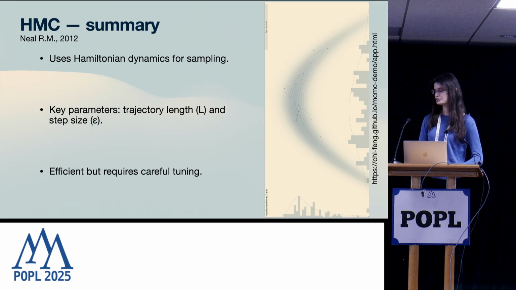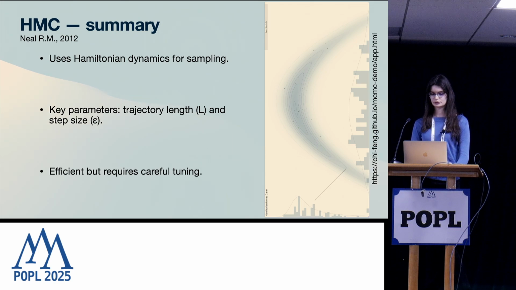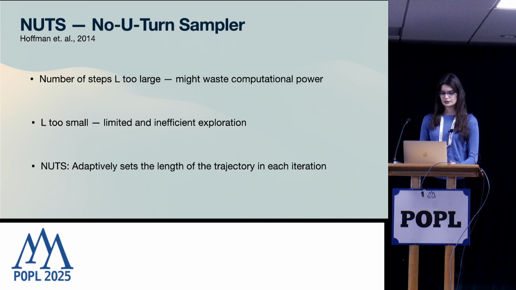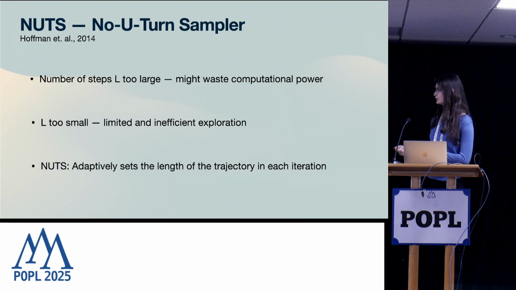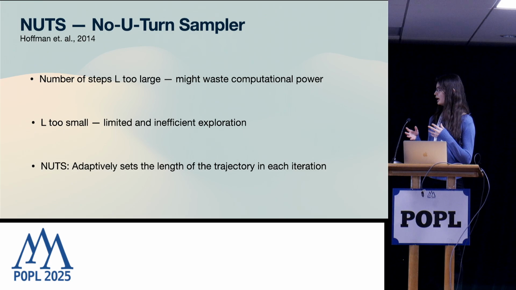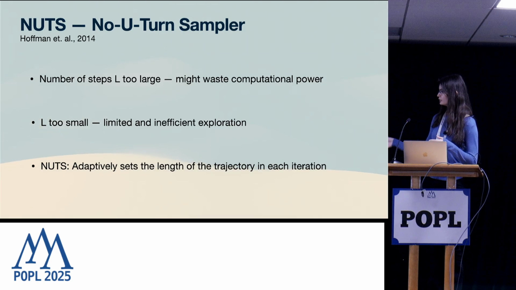So to sum it up, HMC uses Hamiltonian dynamics to propose the next step, and it's quite efficient, even for high-dimensional spaces. However, it's very sensitive to the number of steps, L, and the step size, epsilon. For example, if the number of steps L is too large, then we might waste computational power by exploring the same area multiple times in one trajectory. On the other hand, if L is too small, we might get stuck in some local minima area, and the gradient information is going to be less influential, so it's going to result in more of a random walk behavior. And this is why NUTS wants to adaptively set the length of the trajectory at each iteration.